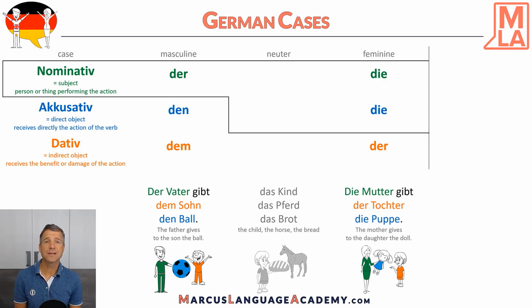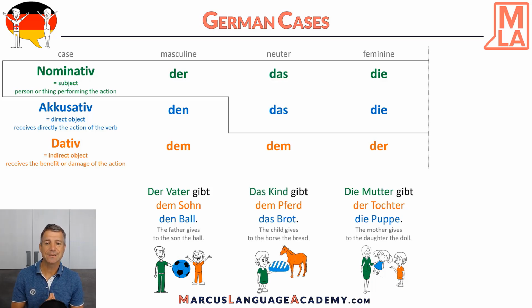So let's see our neuter article. Das Kind, das Pferd, das Brot. The child, the horse, the bread. Our example sentence is: Das Kind gibt dem Pferd das Brot. It's a little bit similar to the feminine one and also to the masculine one. For nominative we have das Kind, which is the subject, so it performs the action. It has a direct influence on the ending of the verb, so it's a T, gibt.